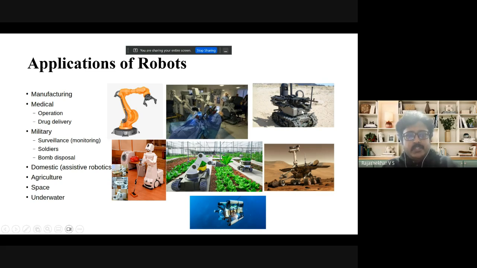It can be used for military surveillance, a substitute for soldiers and bomb disposals. It can be used for domestic purposes, for assistive purposes at homes. It can be used in agriculture for de-weeding and planting seeds and things like that. It can be used for space exploration to collect samples. It can be used underwater to do inspection on the underwater environments, or ships underwater. The submarines inspections can be done using these kind of robotic arms.